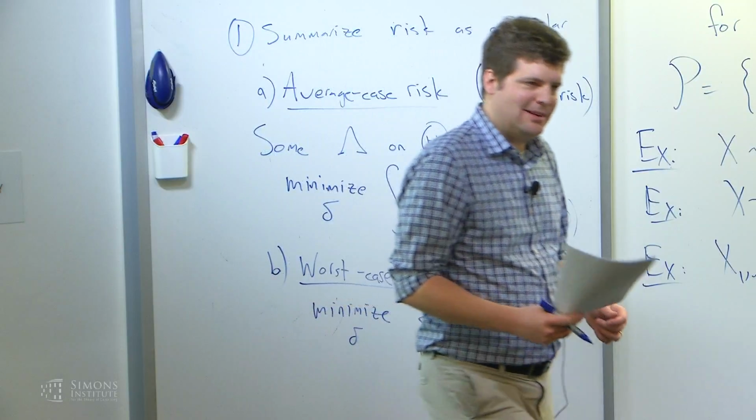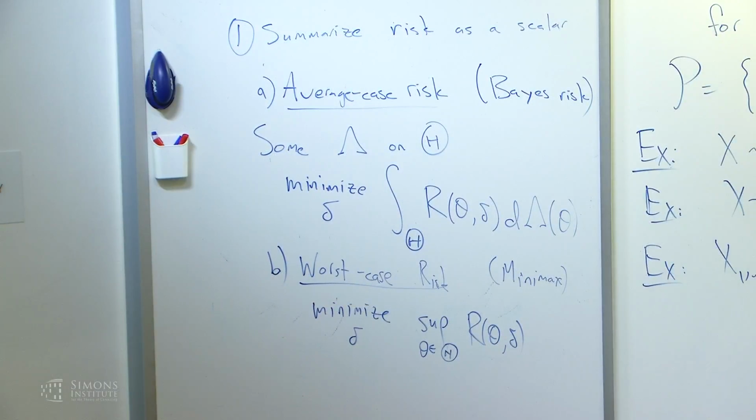I'm sure that from time to time other people have come up with other ways of summarizing the risk function. I guess there are so-called adaptive minimax rules, so I guess there are more complicated variants of minimax. I'm not that aware of other ways that people have tried to do this.